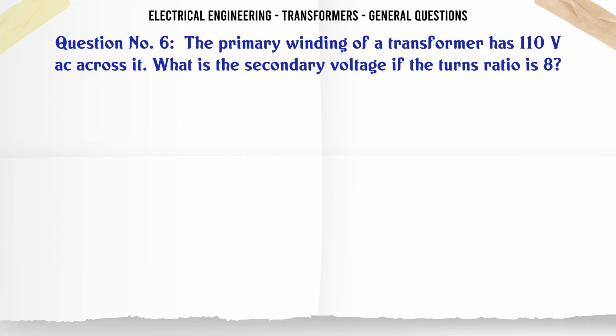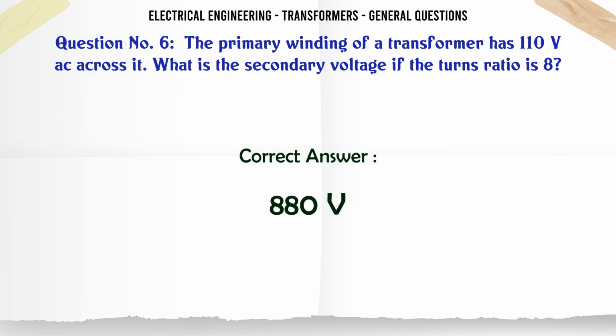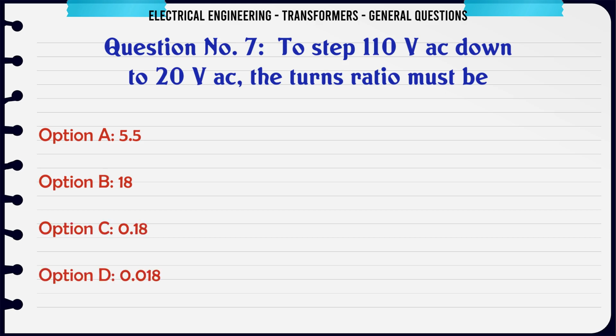The primary winding of a transformer has 110 VAC across it. What is the secondary voltage if the turns ratio is 8? A. 8.8 V, B. 88 V, C. 880 V, D. 800 V. The correct answer is 880 V.